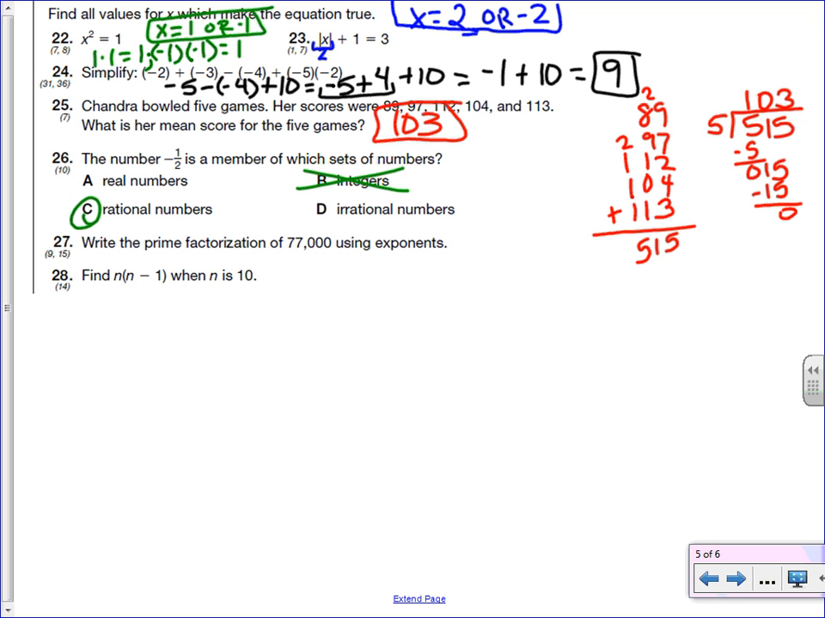And real numbers is for all of them, so it includes both rational and irrational. Something that is a rational number can't be both rational and irrational, so it's not irrational.